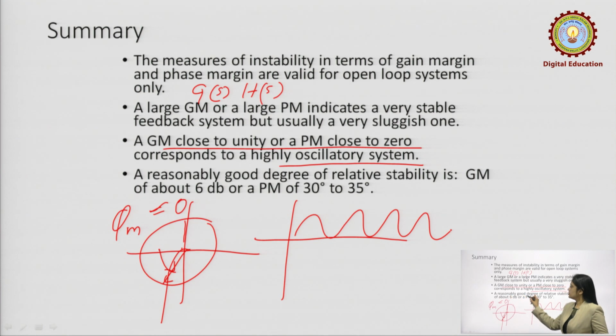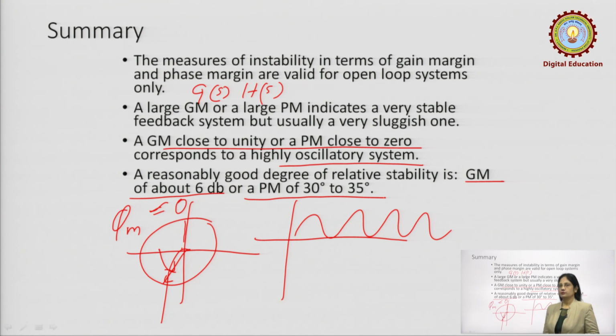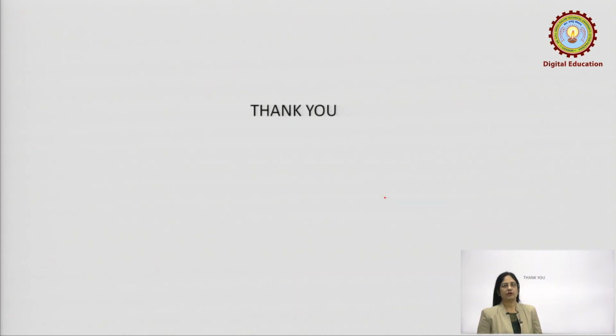A reasonably good degree of relative stability is a gain margin of about 6 dB or a phase margin of about 30 to 35 degrees. This is a summary of what we studied about the gain margin and the phase margin.